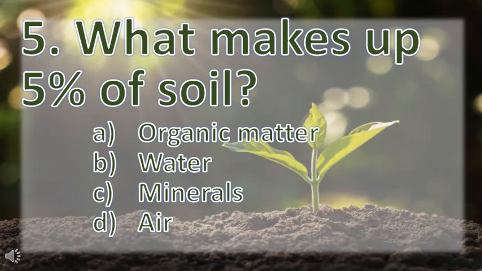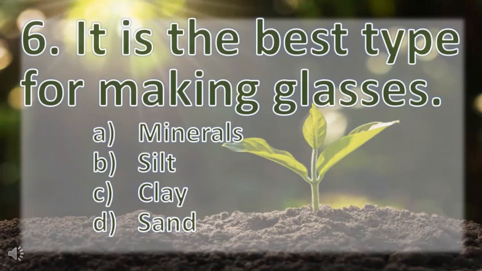Number 5. What makes up 5% of soil? A, organic matter, B, water, C, minerals, or letter D, air? Number 6. It is the best type for making glasses. A, minerals, B, silt, C, clay, or letter D, sand?